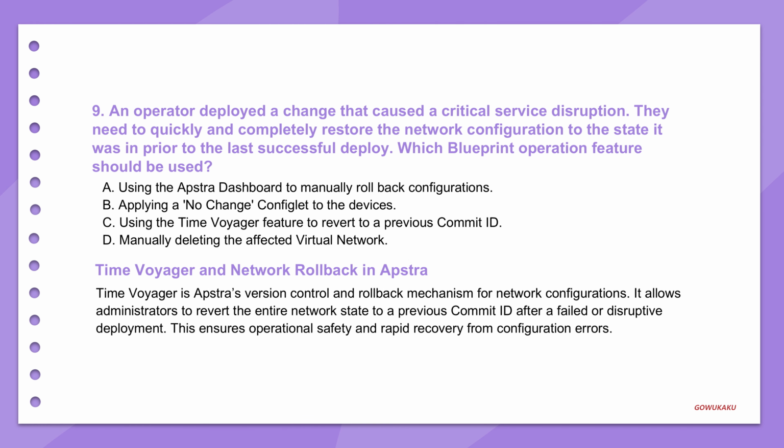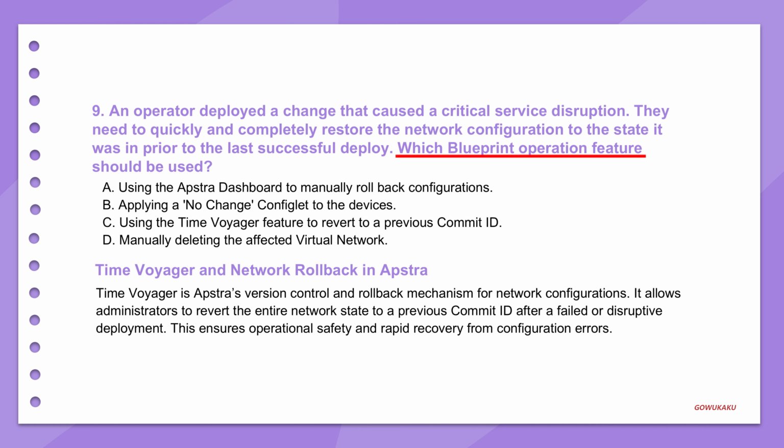But sometimes, even with staging and checks, deployments go wrong. You push the button, and suddenly something breaks. Critical application goes down. What's the "oh no" button? The immediate rollback mechanism. This is one of the most powerful aspects of a true IBN system like Apstra. The feature is called Time Voyager. Time Voyager. Sounds dramatic. It kind of is.